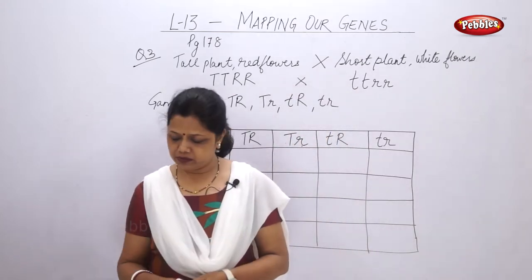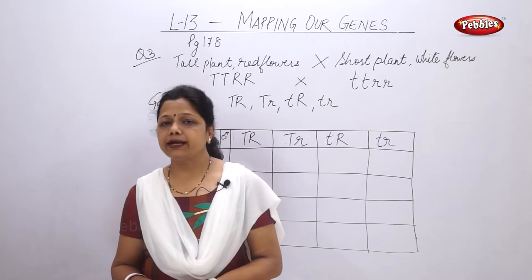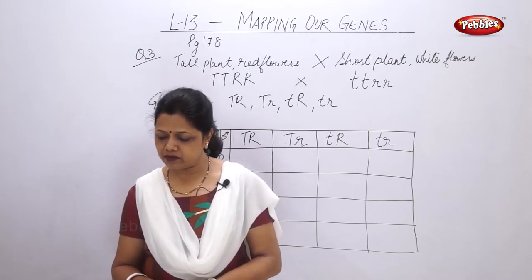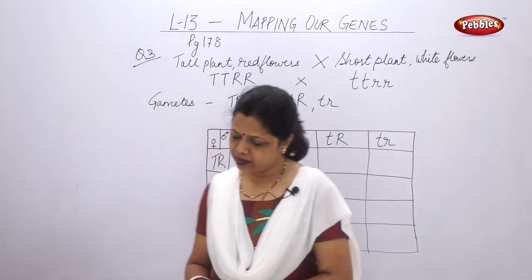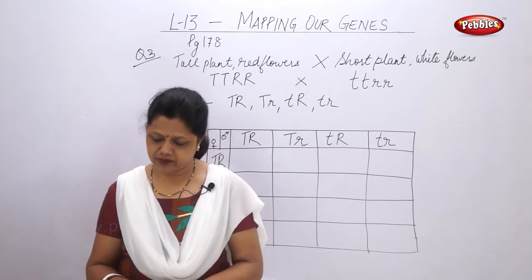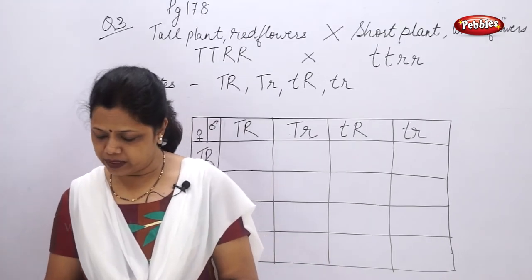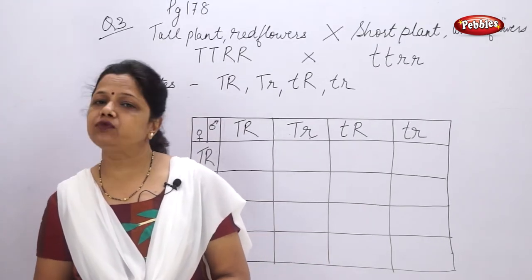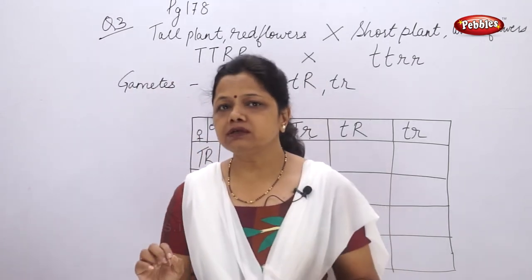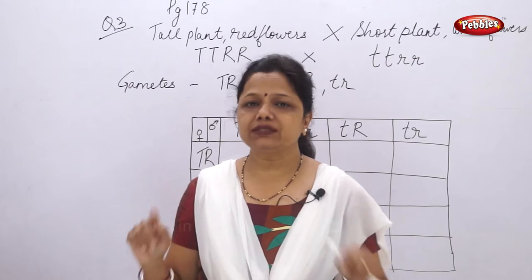What was question number 3? With the help of a diagram, Punnett square, show a Mendelian experiment where a tall pea plant bearing red flowers is crossed with a short pea plant with white flowers. Write both the phenotypic and genotypic ratio for F2 generation. Now they have asked us only the F2 generation to be shown on a Punnett square.